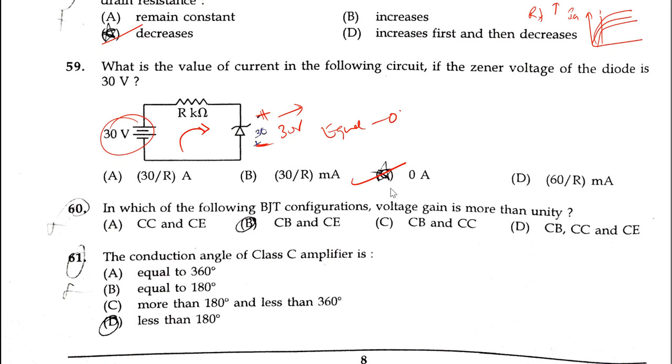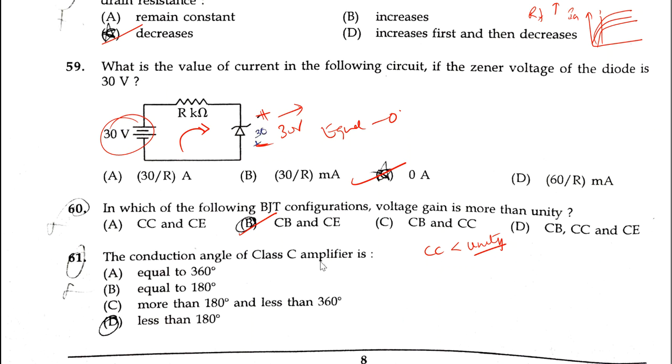Which of the following BJT configurations has a voltage gain of more than unity? The answer will be CB and CE. For CC it is less than unity. So for CB and CE it will be more than unity.